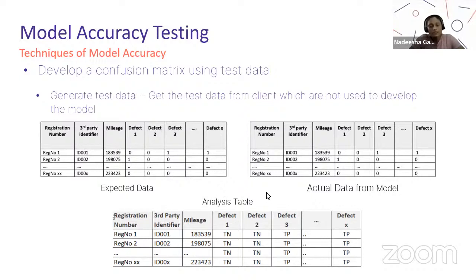Then I use the same format and get the results from the model by inputting the fields to the model. Here we have to automate this process since we cannot do it manually. Then we need to compare each defect, expected and actual, for that given vehicle number and its mileage. According to the results, I can mark them as true positive, true negative, false positive, and false negative.